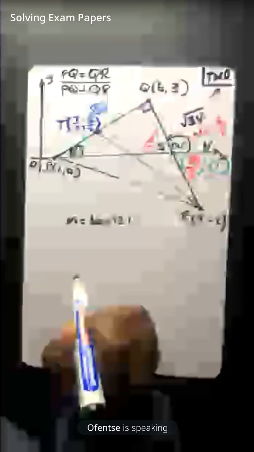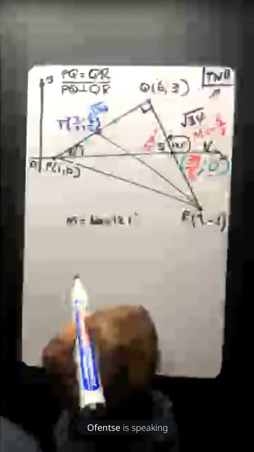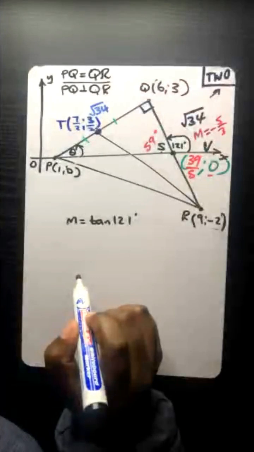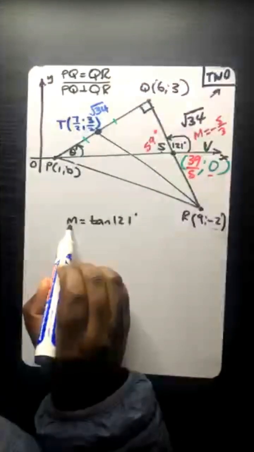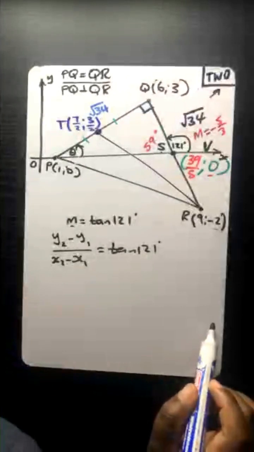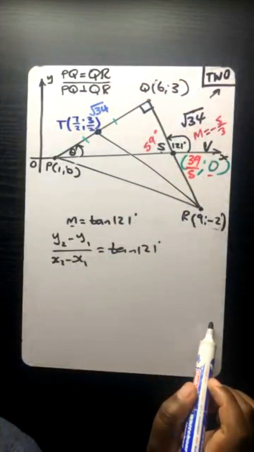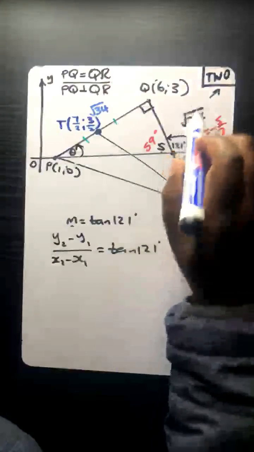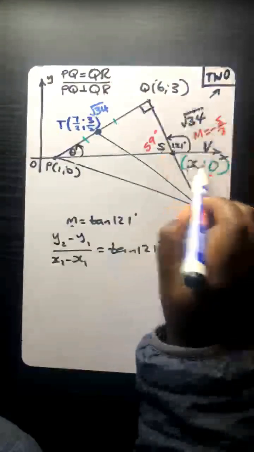Okay, 3 minus 0 over 6 minus x. Oh, because you know the formula for the gradient, so it's more like you're saying y2 minus y1 over x2 minus x1 is equal to tan of that. That's what you're saying. Then from there, obviously, assuming that this is unknown, we just know it's x.